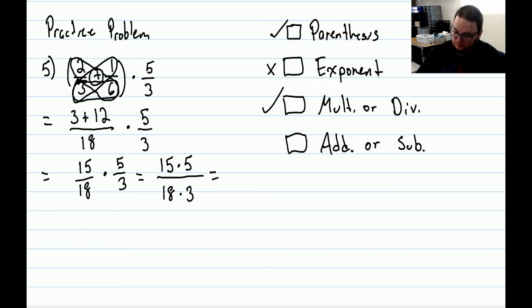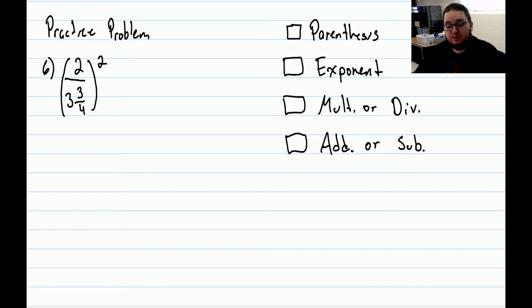But for right now, we're going to have 15 times 5, which is 75, divided by 18 times 3, which is 64. And that's where we're going to leave this for right now. So this is going to be our final answer. So for the fifth practice problem, your answer is 75 over 64 because we do not have addition or subtraction.